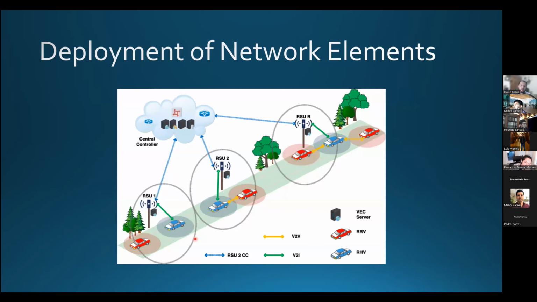Deployment of the network elements. This is the routing problem. How many nodes do we need, for example, for a smart city, and how many edges of the car do we need on the roads for a full range of all the, for example, avenues and the streets?